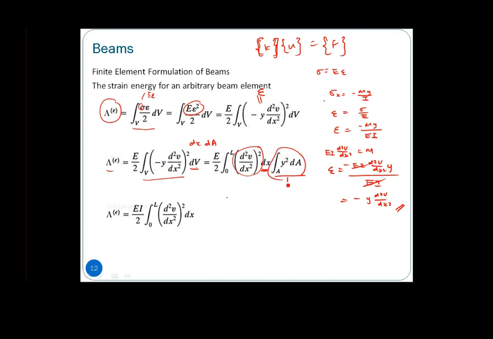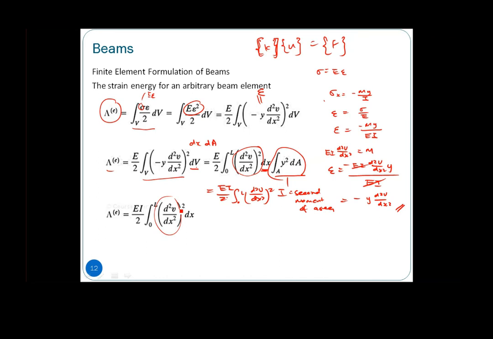So this thing is our I, or what we call the second moment of area, our I. Then we have the equivalent: EI over 2, integral from 0 to L, of d2v dx squared. That basically gives us the strain energy in terms of the derivative of our so-called deformations, v, right?